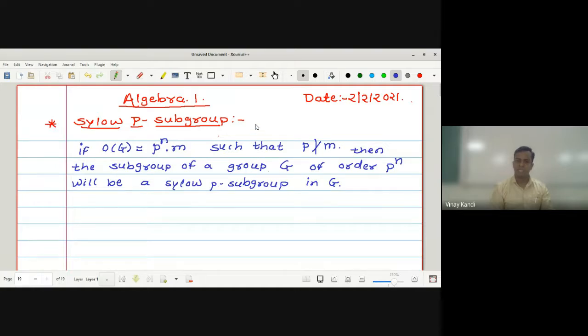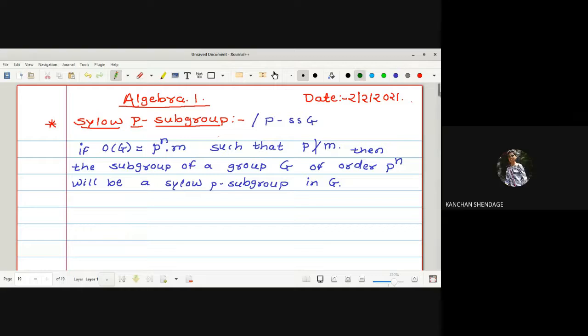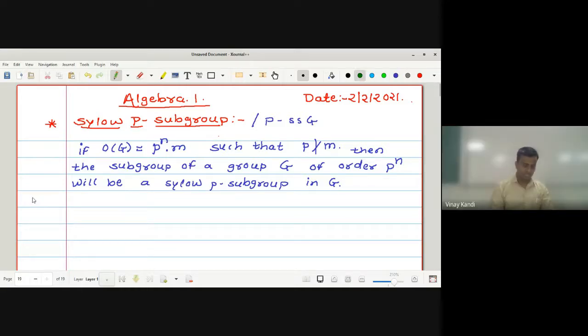Okay, so this is the definition of Sylow P subgroup. This Sylow P subgroup is also called PSSG. Okay, what is its name? P Sylow subgroup. Okay, sometimes it is called PSSG or Sylow P subgroup. Okay, any doubt up to here? Any doubt up to here? No, sir. Okay.